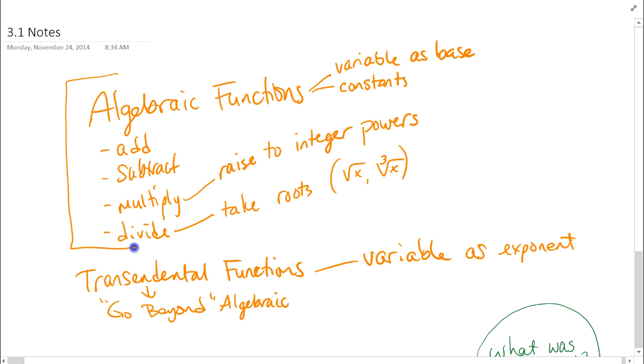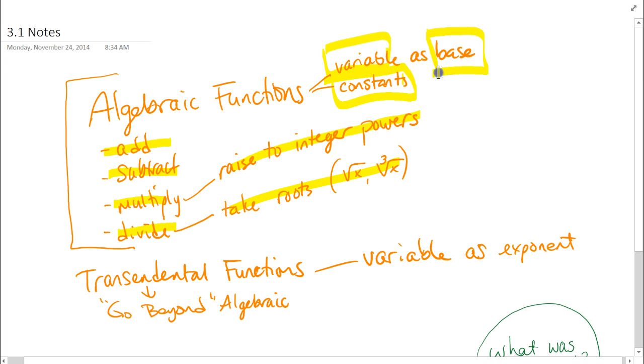Up until now, we've been studying algebraic functions, which are just add, subtract, multiply, divide, and some of their related things. Multiplication is related to raising to powers, or exponents. Divide is also related to taking roots, so square root, cube root. So that was everything that is algebraic functions. We have variables, we have constants, and one of these, a variable or a constant, is always the base.